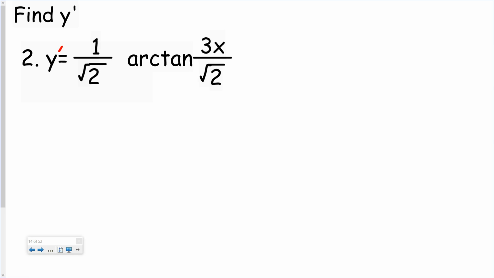Okay, so what I want to do is find y prime. If I take the derivative of both sides, do you agree that this part right here is just a scalar? You guys okay with that? So I'm going to pull the scalar out, and I'm just going to take the derivative of the arctangent. Are you guys good with that? I'm going to take the derivative of both sides. So this is going to be equal to, I pulled the scalar out, so I have 1 over square root of 2. And the derivative of arctangent, what's the formula?